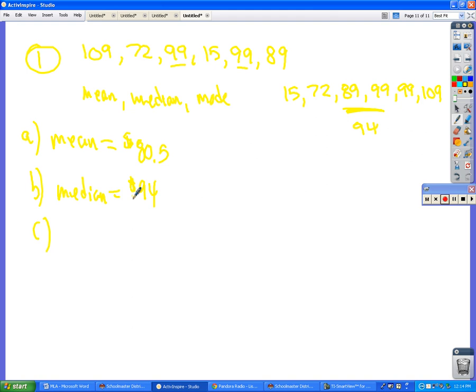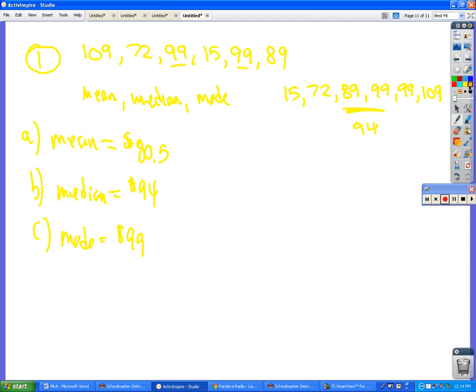Which value should she use to convince them that she needs more money? Now she wants the highest one, and the highest one is going to be the mode, which is $99, because she wants to use the highest of the numbers. That's my explanation.